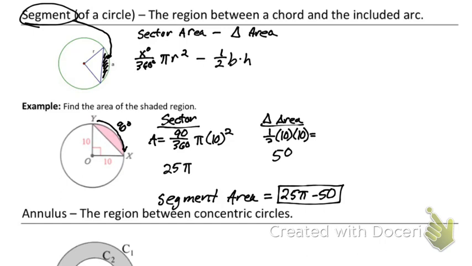Does the 25 pi have to come first? It has to come first, because that is the area of your sector. It is the biggest. If you type in 25 pi in your calculator, minus 50, it's going to come out as a positive number. If you flip the two, you're going to come out with a negative number. You'd be going triangle minus a bigger area.